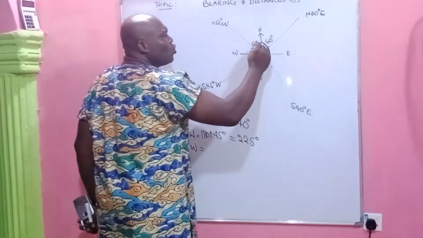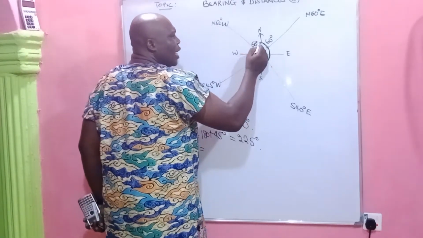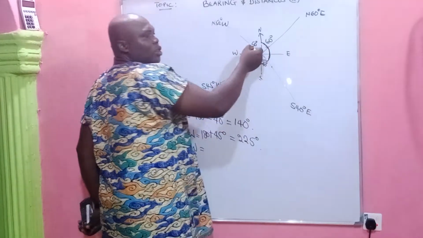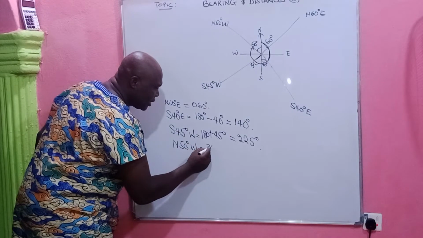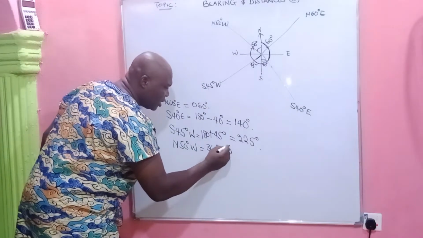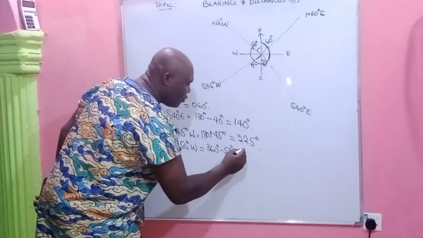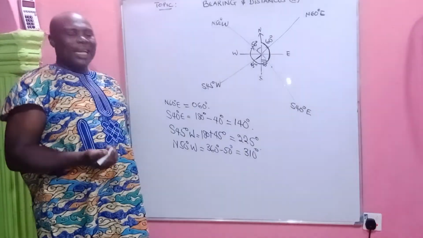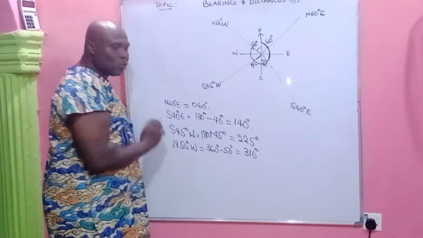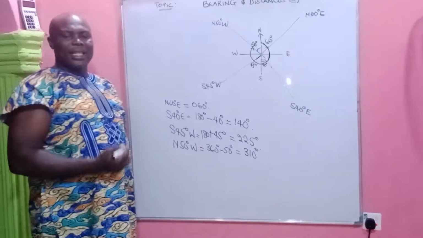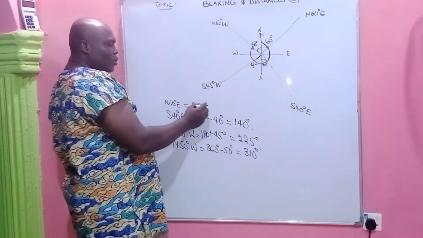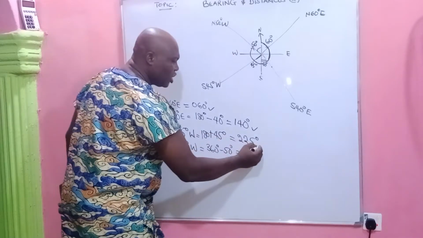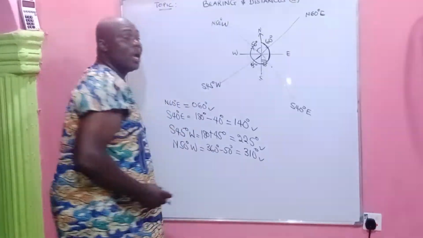And remember that assuming I have completed the circle to the end, that would have been 360. So that would be 360 minus this 50 will give me touching this line. So that would be 360 degrees minus 50 degrees. So 360 minus 50 will give us 310 degrees. So we have been able to convert to 3 digits that N 50 degrees west will simply be 310 degrees. So this is how we can convert this to 3 digits. Please take note of that.